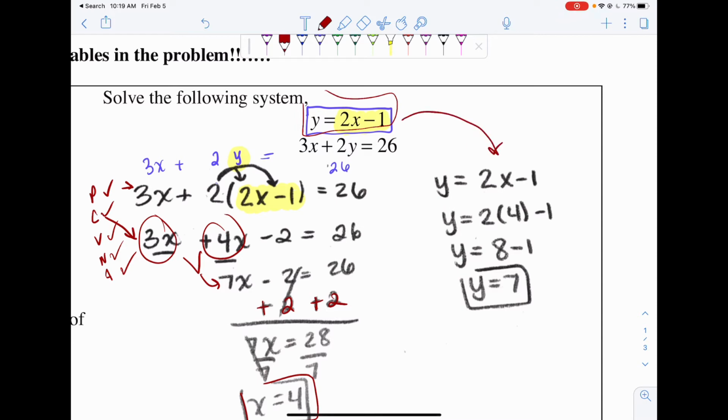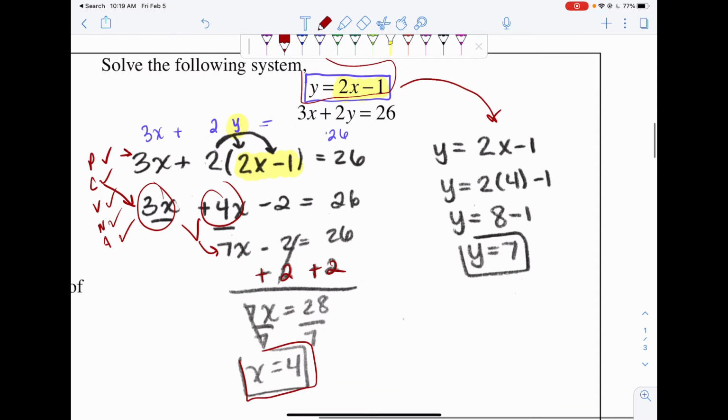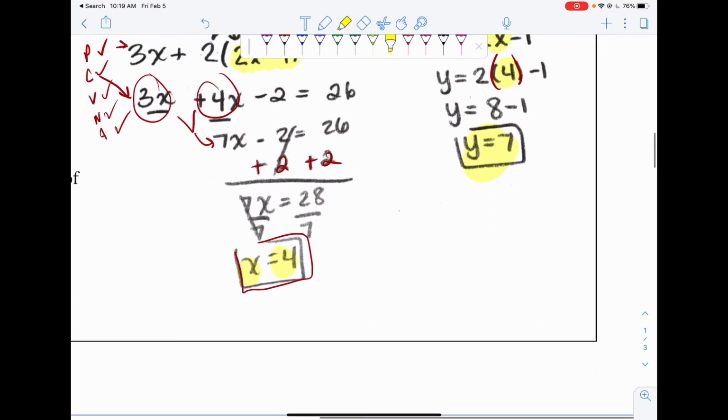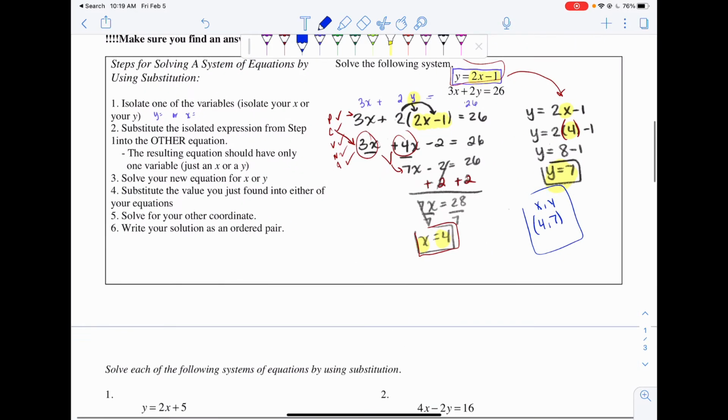So I always rewrite it. We know x is 4, so everywhere I see an x, I'm going to put a 4. 2 times 4 is 8, and 8 minus 1 is 7. So my final answer is x equals 4, y equals 7. On Delta Math, it's going to ask that you write it as an ordered pair. So make sure that you remember x comes first, y comes second.